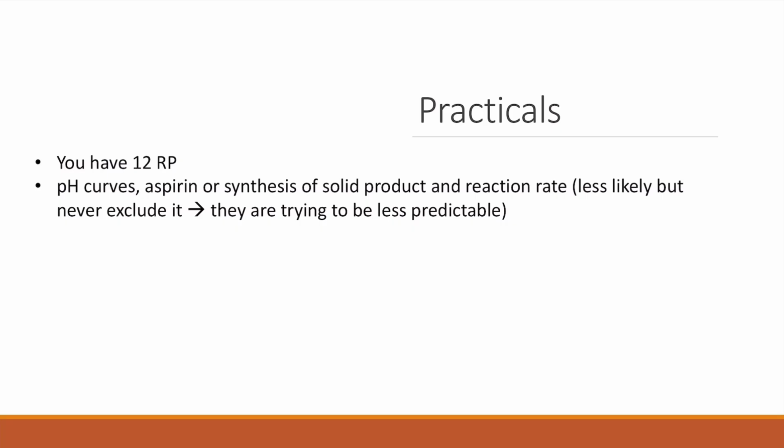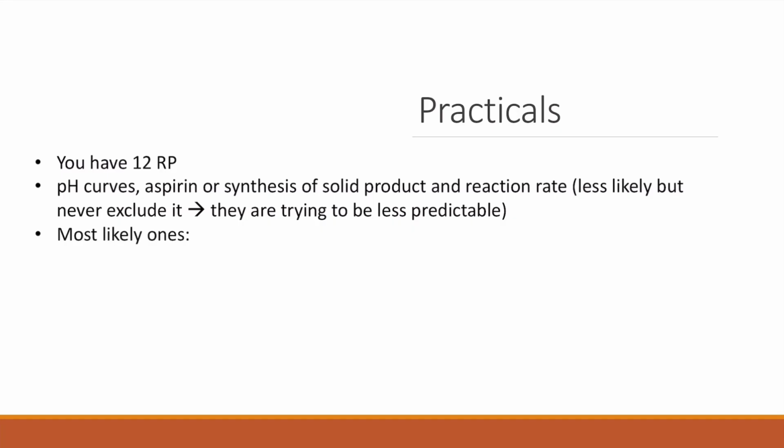And then the reaction rate. Even though reaction rate was in Paper 3 last year, because they are quite unpredictable this year, they might decide to do the same thing and bring a question about the reaction rate. So even though I think it's less likely based on just prediction, it's never excluded. So please include this in your revision as well.